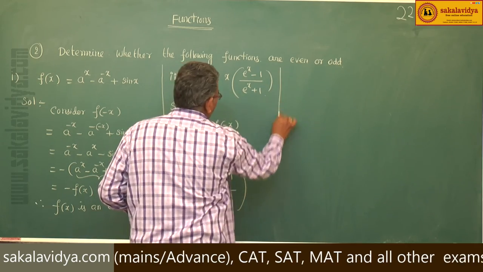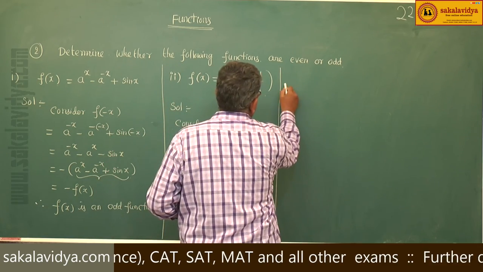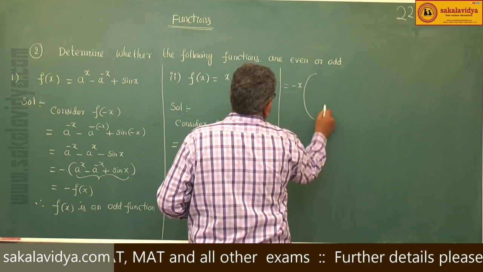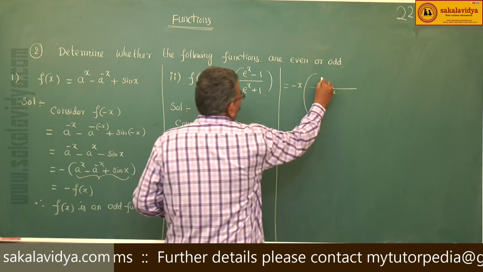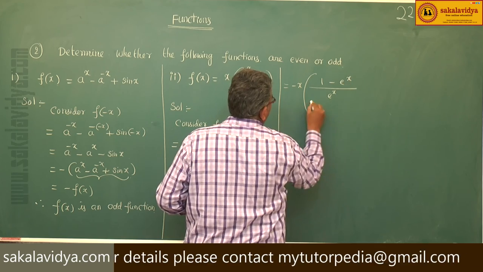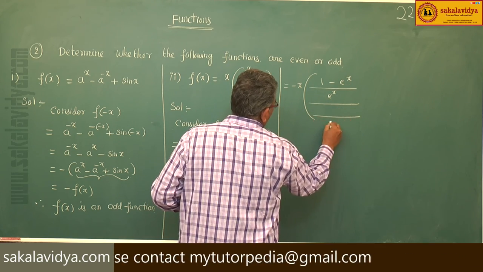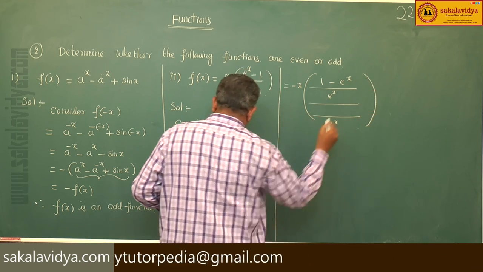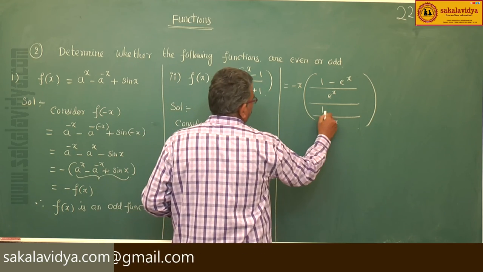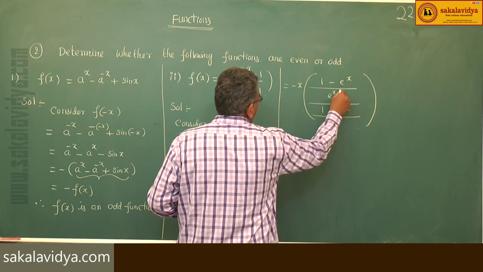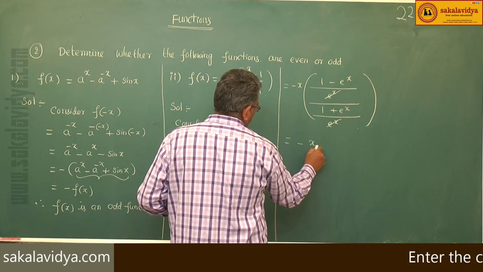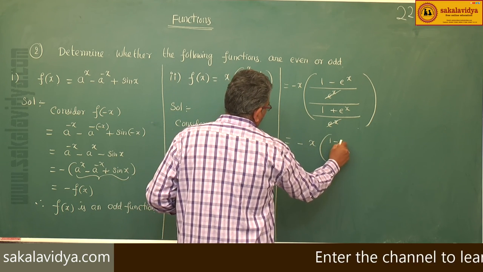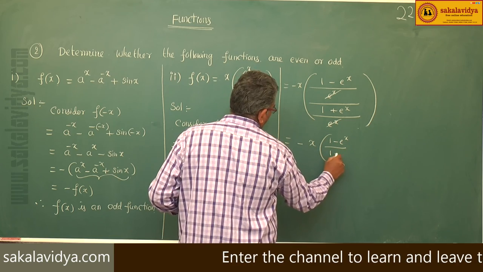Let us simplify. This is minus x, e power x is the LCM, 1 minus e power x by e power x, LCM 1 plus e power x. These two cancel. So we have minus x into 1 minus e power x by 1 plus e power x.